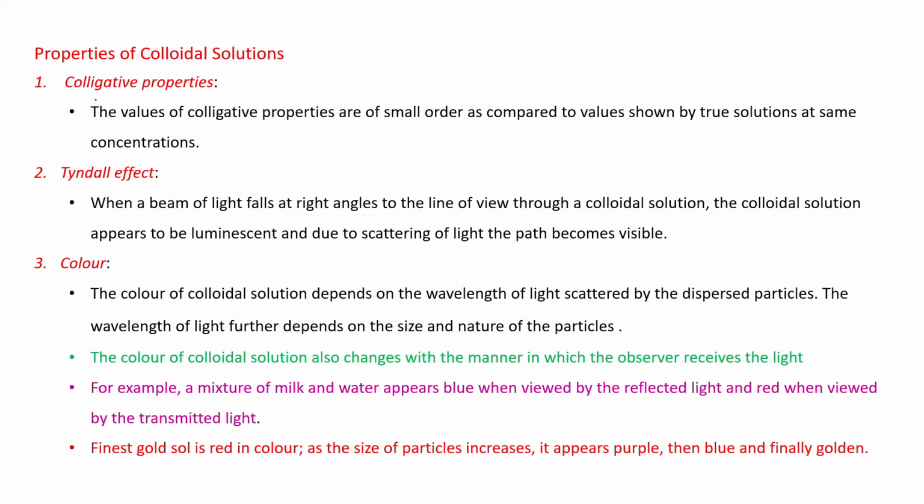Next, properties of colloidal solution. First one is colligative property. We have discussed this in solutions. Values of colligative properties are of a small order as compared to values shown by a true solution at the same concentration. Try to understand: if we have the same concentration of true solution and colloid, the number of particles in the colloid is less, because colloidal particles are larger in size. That's why their number is smaller. When the number is smaller, the value of the colligative property is also smaller.